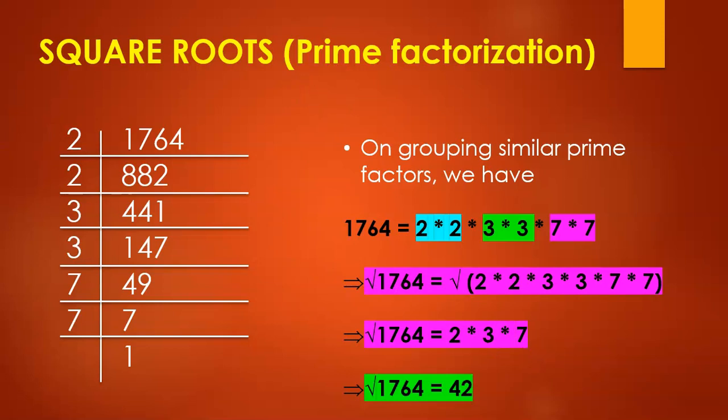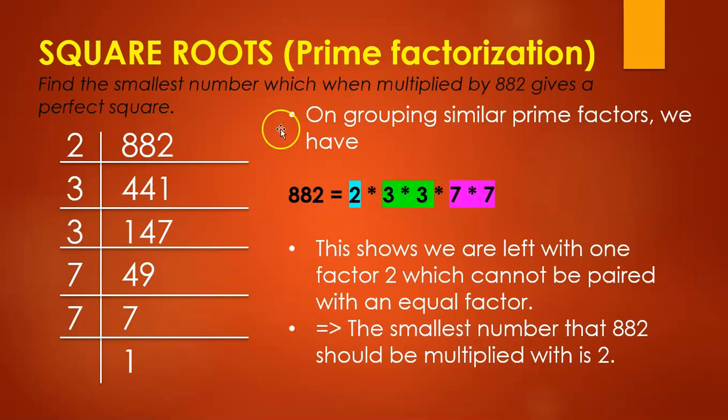Okay, simple enough, right? Now let's look at a variation of this particular method, where you're asked to find the smallest number which, when multiplied by a given number, gives a perfect square. Now what we have to do in this scenario is we take the number that we've been asked to multiply with to find a perfect square, and we find its prime factors.